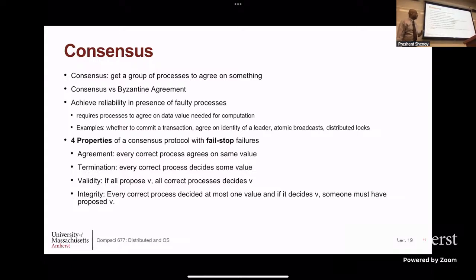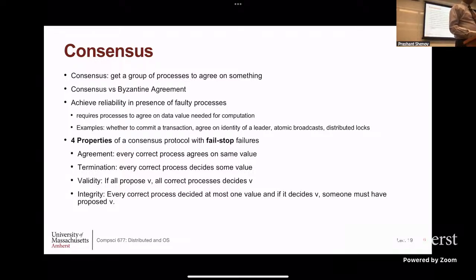And integrity says that for every value a correct process decides, somebody should have actually produced that value. That should have been an output of a database query. That's what we are agreeing on, because you don't want to agree on something that's wrong. So these are not the same as ACID properties, but they're somewhat like that: agreement, termination, validity, and integrity. But we really are not going to get into the nuances of this. We'll just think about it as wanting all the processes to agree on the same value, and we'll assume the value is valid.